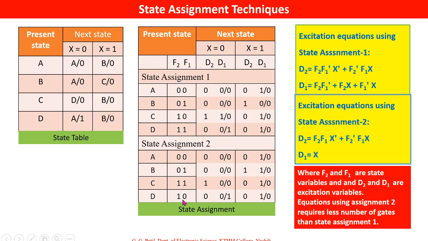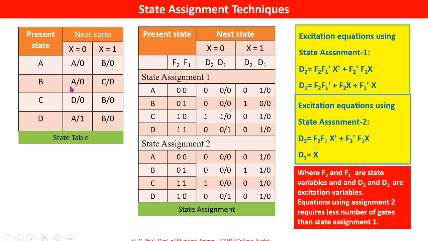So with this change in the state assignment, we again rewrite the next state and output values. Here for present state A, next state is A and output is 0, and A has 00, so 00 and 0. For x equals 1, next state is B and output is 0, and B has value 01 and 0.